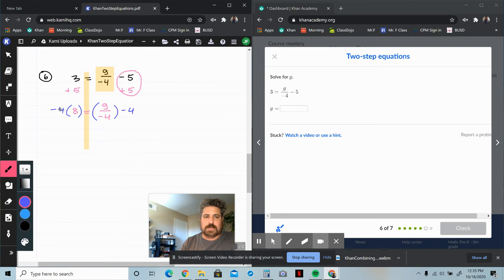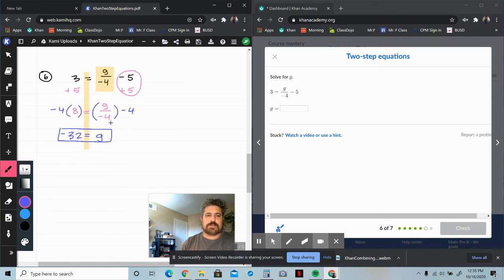What's a negative 4 times a positive 8? Negative 32. And what is g over negative 4 times negative 4? Well, negative times negative is positive, and then what you end up with is 4g over 4, which is 1g. So this is going to be g is equal to negative 32, and there's your answer. If you wanted to write that out the other way, where you have the g on the left, you could, if those values are equivalent.